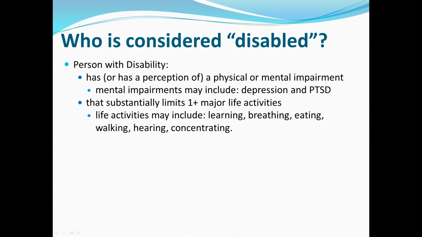Who is considered disabled? For California community colleges, persons with a disability means any person who, number 1, has a physical or mental impairment which substantially limits one or more major life activities. Those include walking, seeing, hearing, speaking, breathing, learning, and working. Number 2, has a record of such an impairment, or number 3, is regarded as having such an impairment.